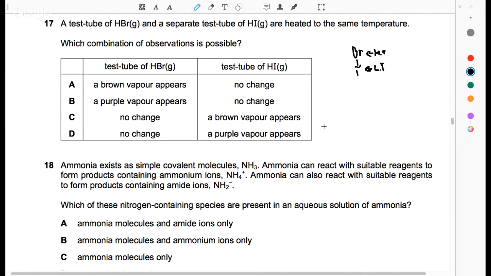So do you know the reaction of hitting the hydrogen halide? Have you learned about the reaction? So what happens during the reaction? Your hydrogen gas and the halide. So it's D. So why would there be no change for the bromide?